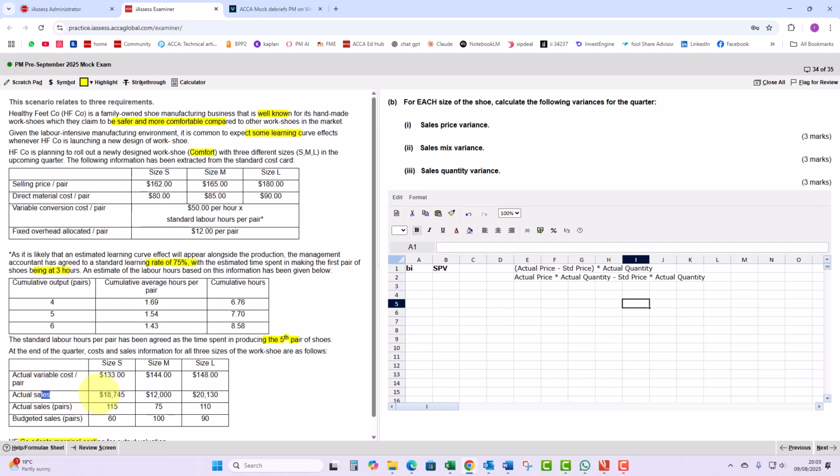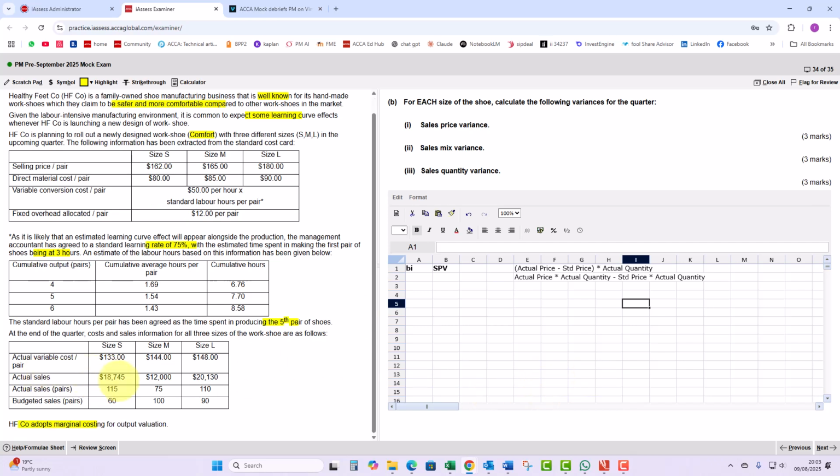In this row here, we're given the actual sales. So for example, for the actual quantity sold at the actual price sold for small is 18,745. So that's given us this whole term here, actual quantity multiplied by actual price. So therefore, I'm going to use the bottom one, use the figure as it's given me there, and take away the standard price by the actual quantity.